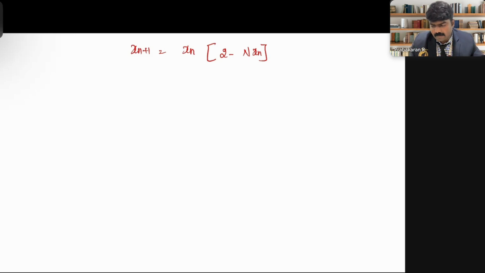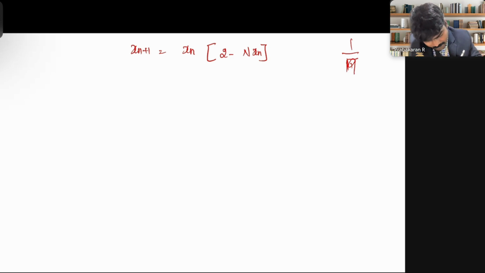This is the formula we have derived for finding the reciprocal of any integer, that is x n plus 1 equals x n times 2 minus n x n. Using this, we are going to find a particular case, the reciprocal of, I forgot the question, I think 1 by 19. Sorry, we are trying to find 1 by 19. That's all.